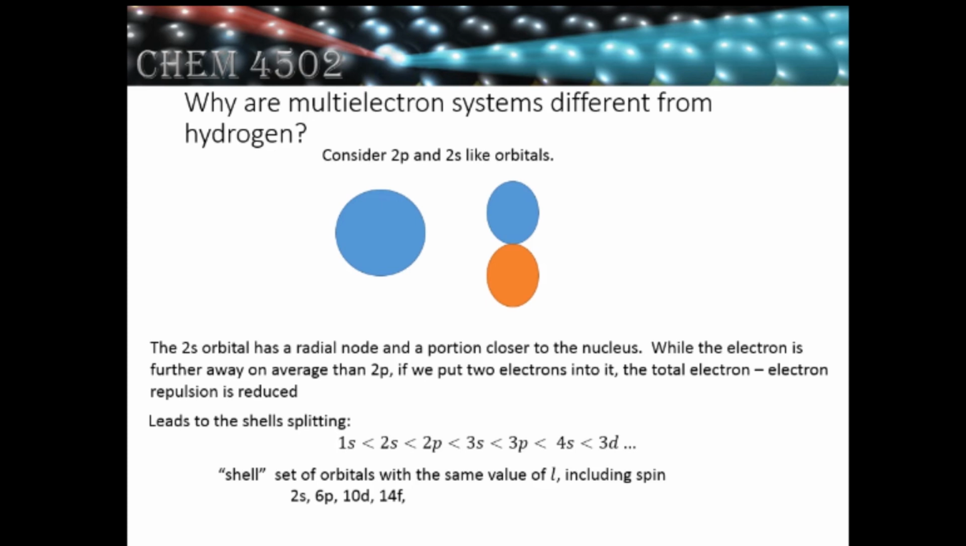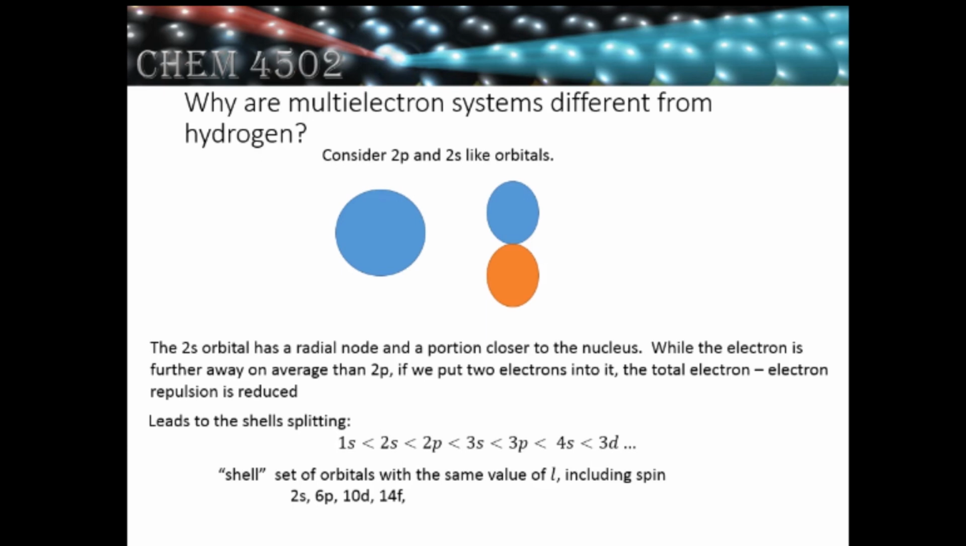The 1s orbital is lower than a 2s orbital. A 2s orbital is lower than a 2p. A 3s is lower than a 3p, which is lower than a 4s, which is lower than a 3d. It's just the same energy level ordering. And we're going to call each of these a shell.